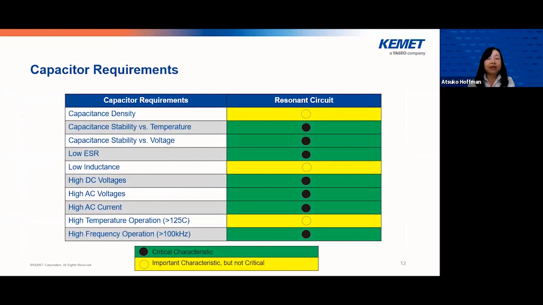This table summarizes capacitor requirements for high frequency resonant circuits, such as density, capacitance stability over temperature, capacitance stability over voltage, low ESR, and so on. And then we are going to take a look at 4 important requirements, especially for MLCC, in the next few slides.